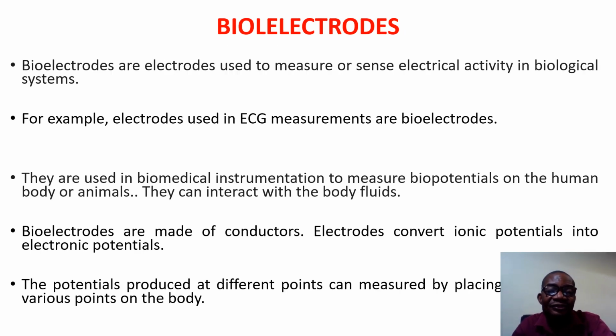So what are bioelectrodes? Bioelectrodes are electrodes that are used to sense or measure electrical activity in biological systems. Note biological systems. They are not just ordinary electrodes. They have to be compatible with the human body. So bioelectrodes are electrodes that are used in living systems, for example in human beings, in rats, in animals. So they are basically used in living systems.